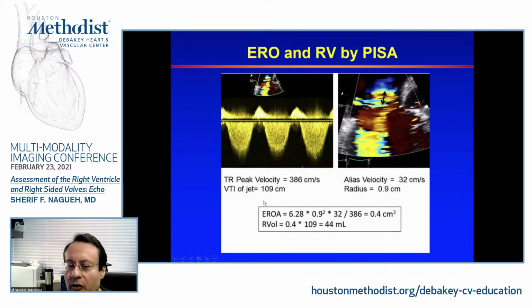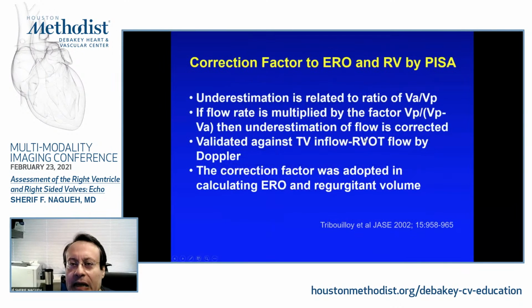And if you combine the ERO with the time velocity integral, you get the regurgitant volume. This rather simple approach of PISA can lead to underestimation. And the magnitude of underestimation is related to the ratio of the aliasing velocity on color Doppler to the peak velocity that you get by continuous wave Doppler. And so to correct for this underestimation, there is a factor that you can multiply by, basically the peak velocity in the numerator divided by the difference between the peak velocity and aliasing velocity in the denominator.